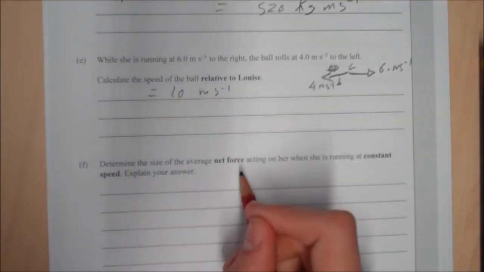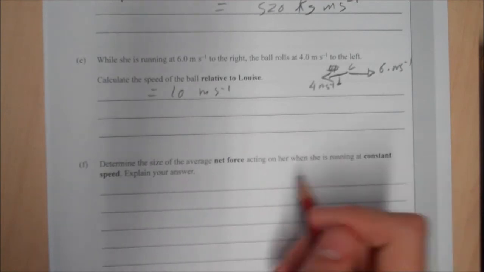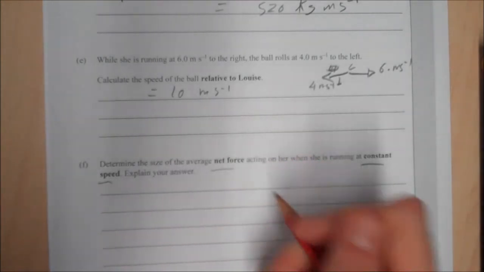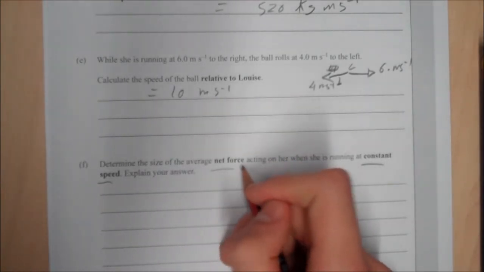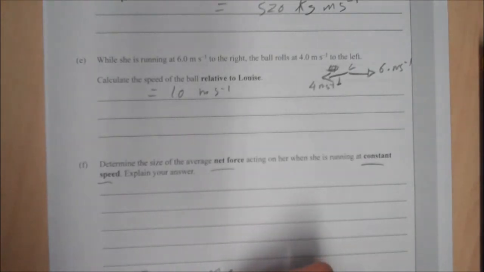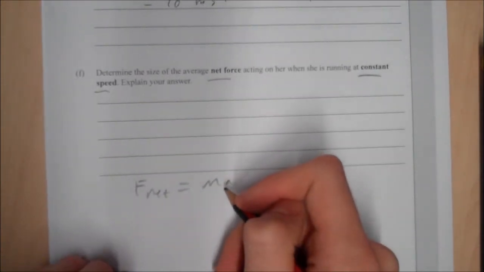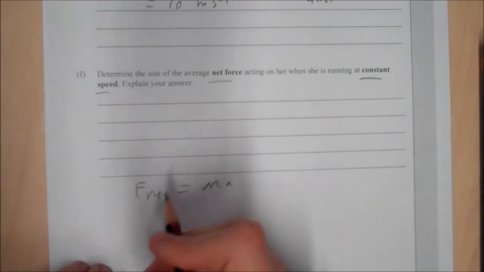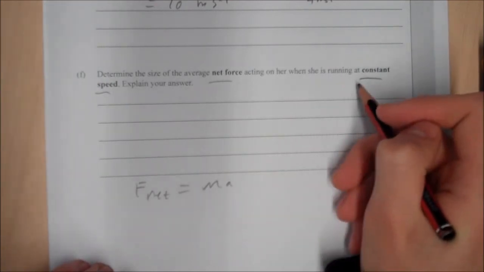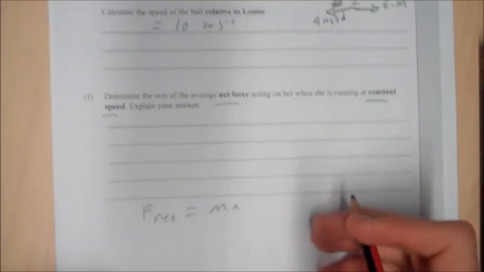Determine the size of the average net force acting on her when she is running at a constant speed. So this is interesting because obviously if she's running at a constant speed, the net force is 0. We have here F net is equal to ma. So we know that Louise has mass, obviously. We know she has mass, so if there's any net force, then that means there has to be acceleration. But if she's moving at a constant speed, then there is no acceleration.